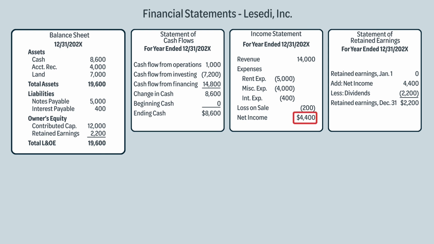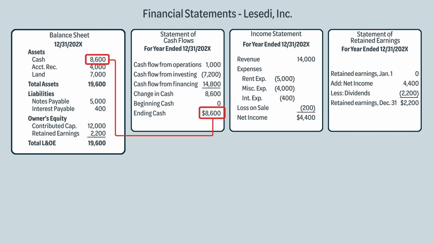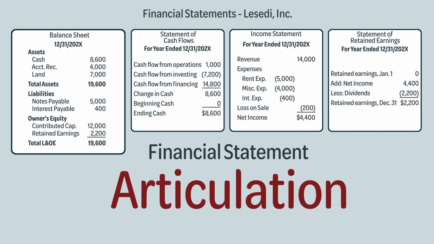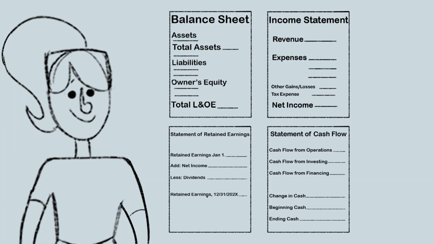Net income influences the statement of retained earnings and the balance sheet. The statement of cash flows shows the ending balance in the cash account, and the same information is reflected on the balance sheet in the cash account. We refer to these relations between financial statements as financial statement articulation. The important items to remember are that there is a process for recording economic events in the accounting system and that the financial statements articulate.